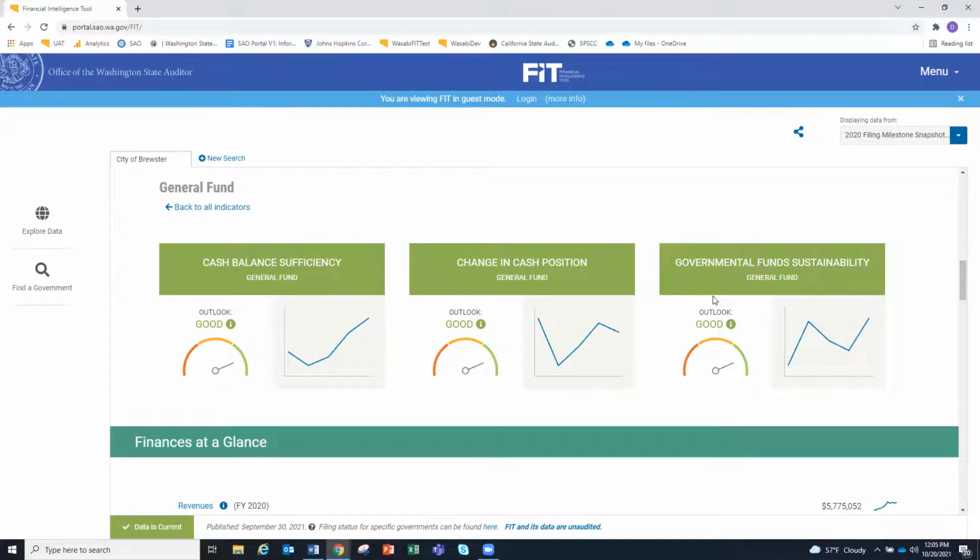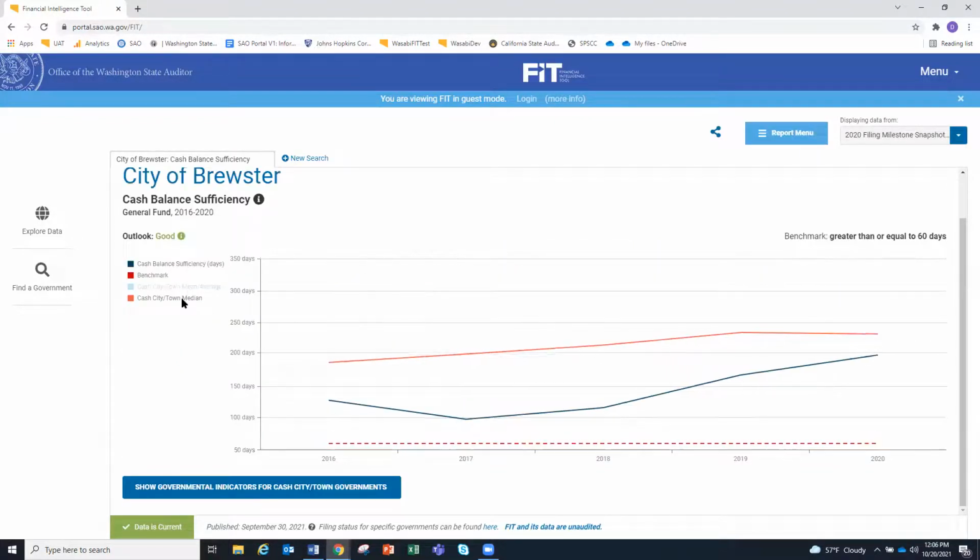And if you're paying attention to the biology term that Niles used, do you remember which one of these three is the big kahuna measure? If you didn't remember, it's cash balance sufficiency. So we're going to zero in on that one first. Go ahead and click on cash balance sufficiency.